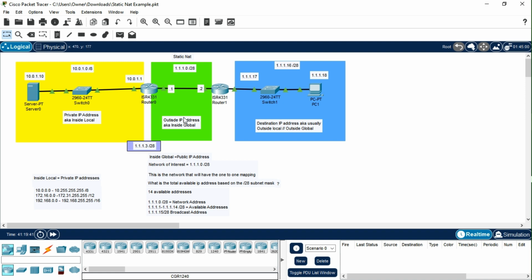I want you to take a look at the highlighted colors. Yellow, that is your private IP address, aka inside local. So this is your network. This is the network that, say, maybe as a network engineer, you're configuring or you're responsible for. This would be your network. Not much of a big network. You have one server, one switch, and a router. But nonetheless, this is going to highlight the point of what exactly a static NAT is.